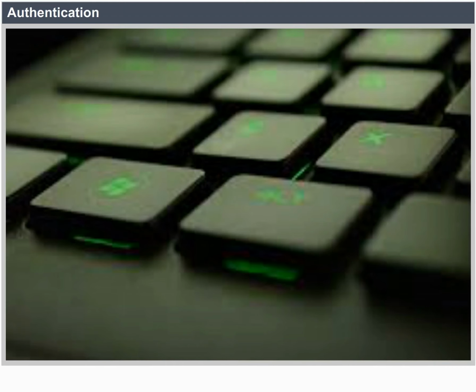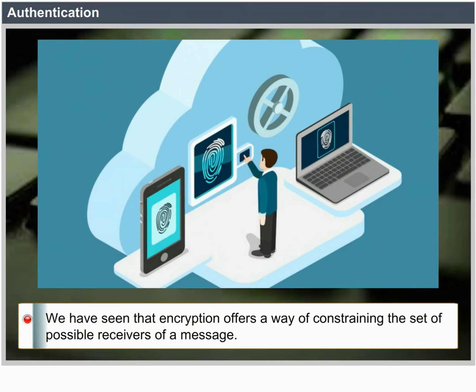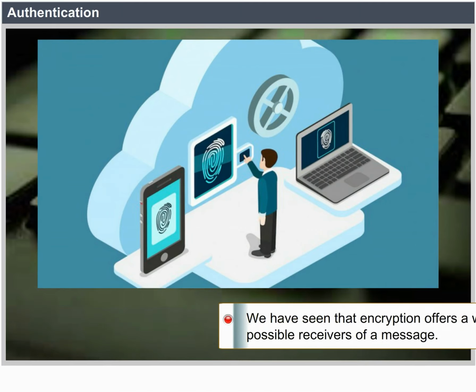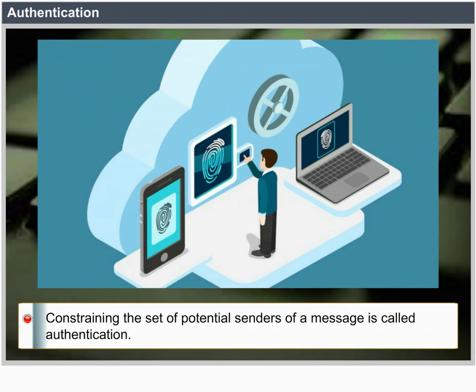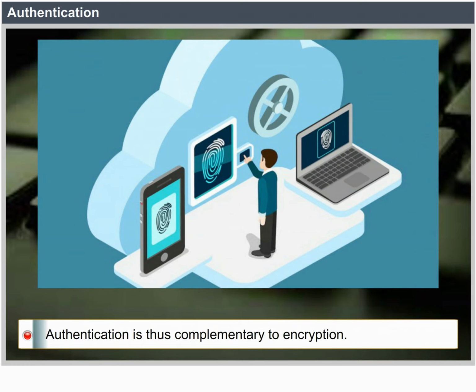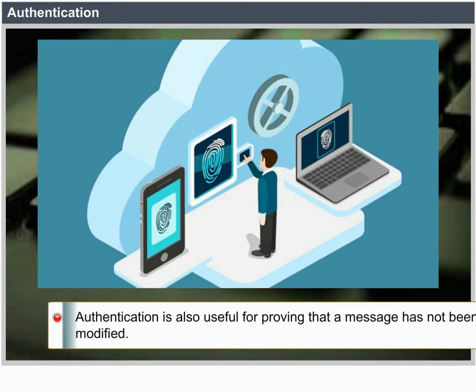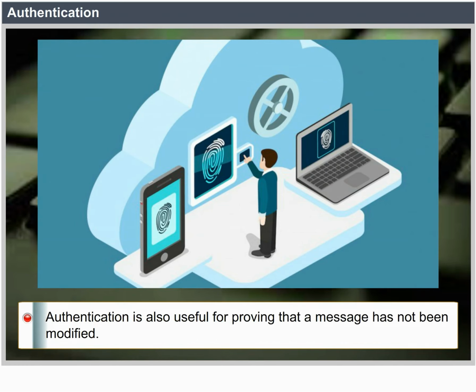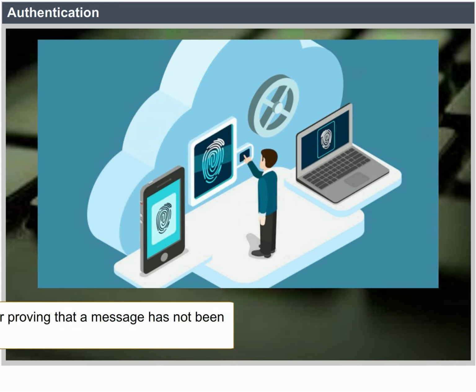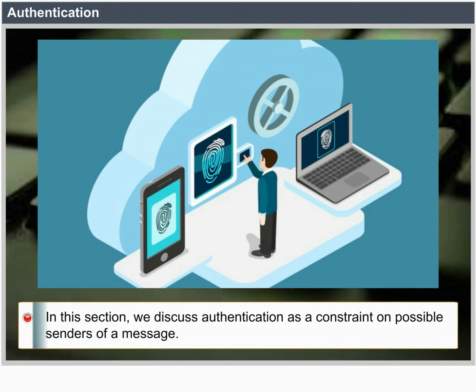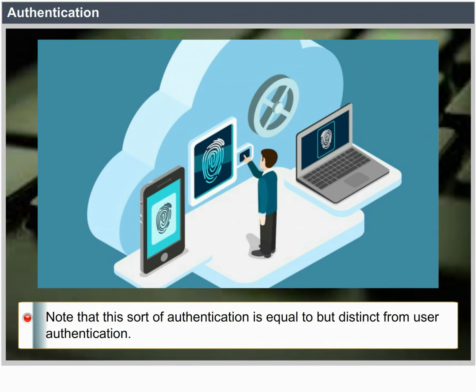Authentication. We have seen that encryption offers a way of constraining the set of possible receivers of a message. Constraining the set of potential senders of a message is called authentication. Authentication is thus complementary to encryption. Authentication is also useful for proving that a message has not been modified. In this section, we discuss authentication as a constraint on possible senders of a message. Note that this sort of authentication is similar to but distinct from user authentication.